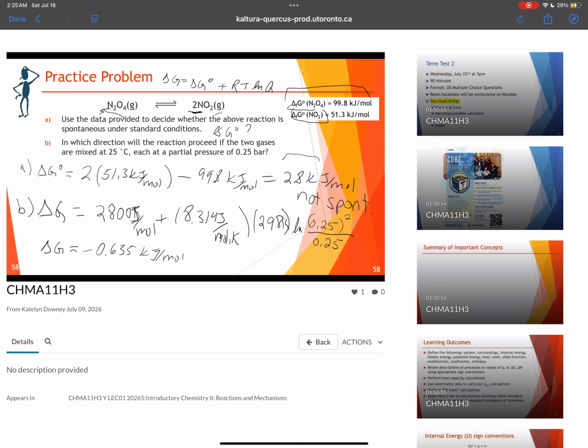Give me a thumbs up if it's spontaneous, give me a thumbs down if it's not spontaneous. Awesome, the fingers I'm seeing are that, yes, it is spontaneous. We have a negative value of delta G here, so this is going to be spontaneous. I hope you can read that. It's going to be spontaneous in the forward direction because it is negative. Okay, so our conditions can absolutely change whether something will be spontaneous or not.